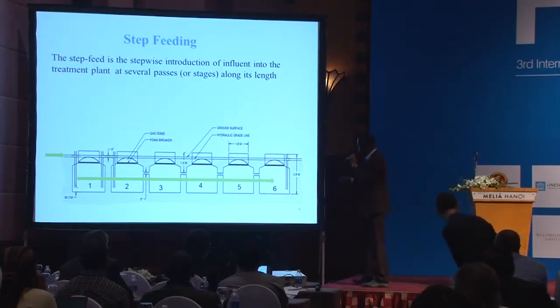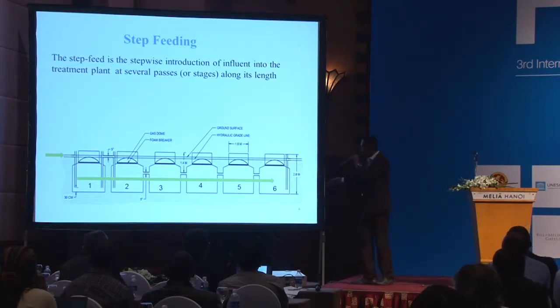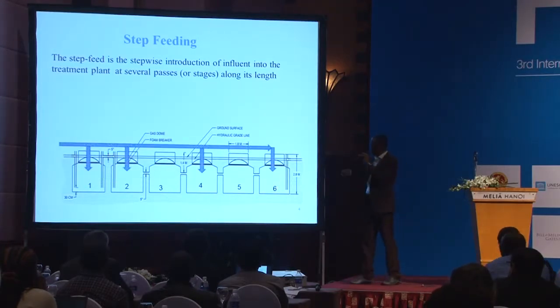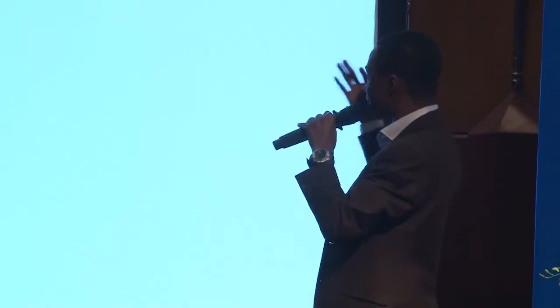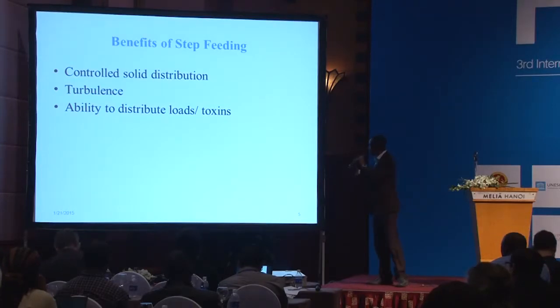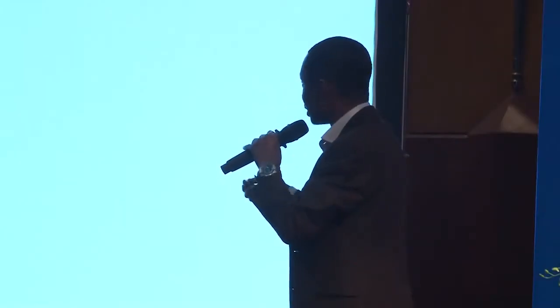Conventionally, the influent is fed through the digesters and it's passed from stage 1 to stage 6. But in step feeding, you feed the system such that the influent is fed directly into the system so that you have each digester receiving the load. When this happens, you are able to control solid distribution. If you do not step feed, solids settle. But in step feeding, you're able to control the solid distribution in the digesters, and you enable substrate interaction with microbes.